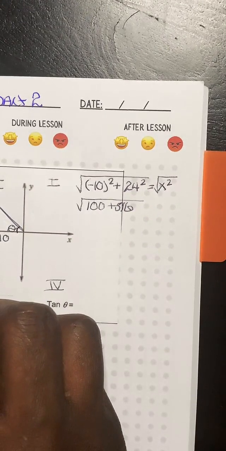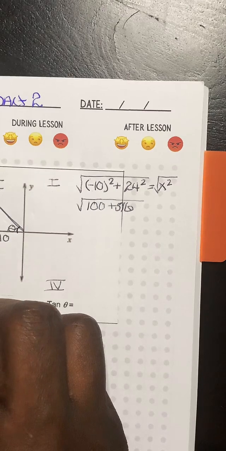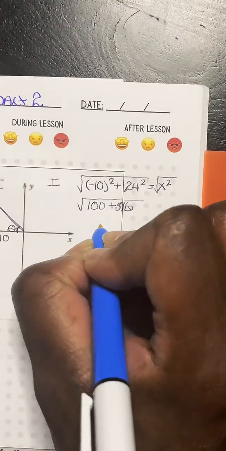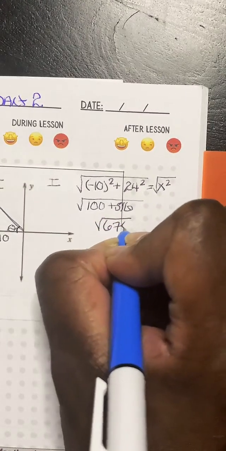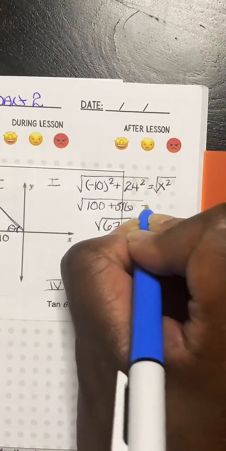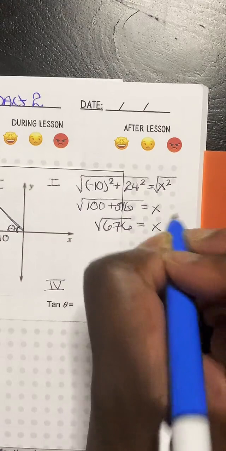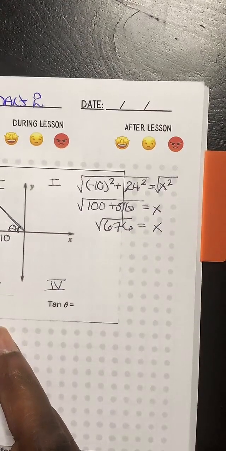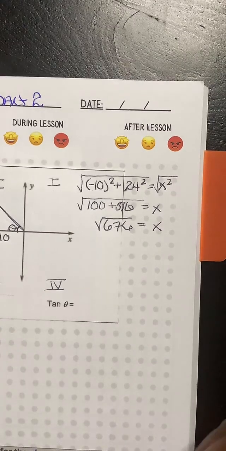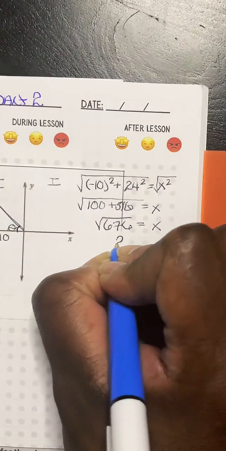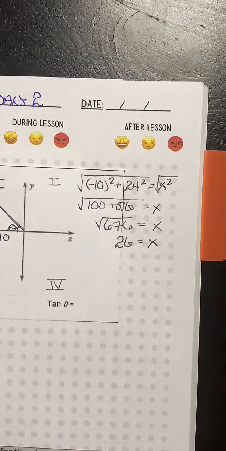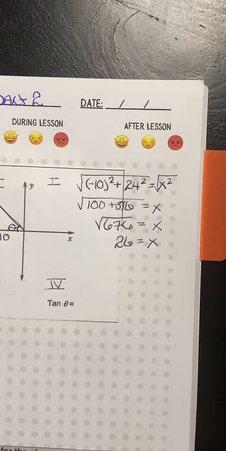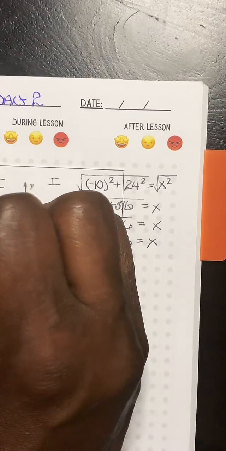Okay, so if we have our 24 squared plus 100, that will give us the square root of 676. That will give us what our x is. And I know 676 is a perfect square of 26. So the length of our unknown side is going to be 26.